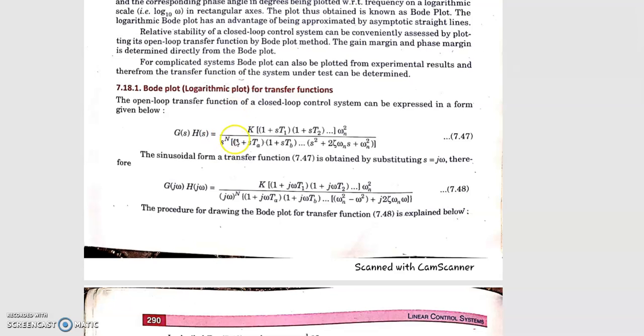Suppose capital N is 0, so it will be a type 0 system, so the slope will be 0 decibel per decade. Why I'm saying per decade, I will explain later. Suppose capital N is 1, so it will be a type 1 system, and the initial slope of the magnitude plot will be minus 20 decibel per decade. If capital N is equal to 2, it will be minus 40 dB per decade and so on. In the next slides we will discuss the type of the system and also the slope for the system in the magnitude plot.